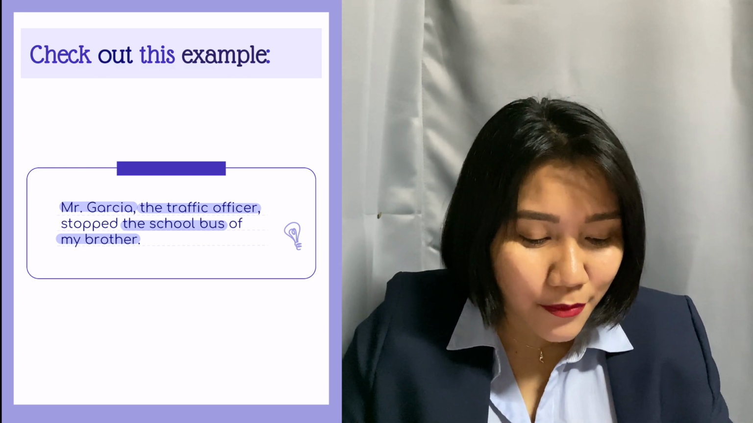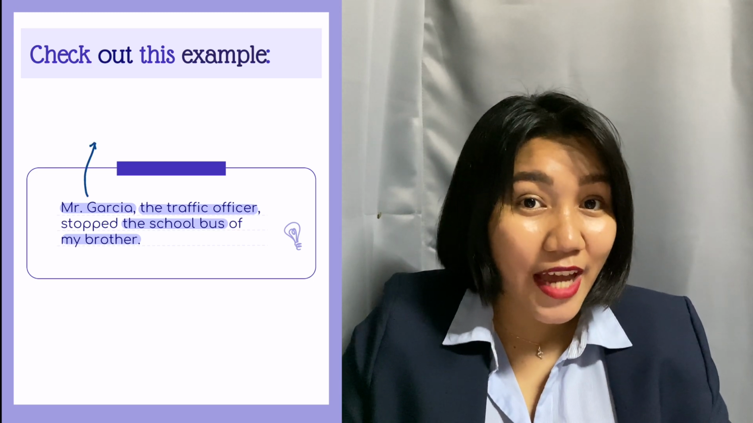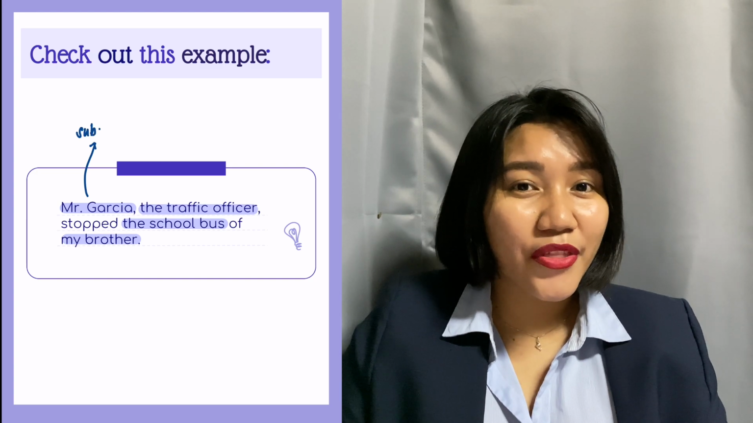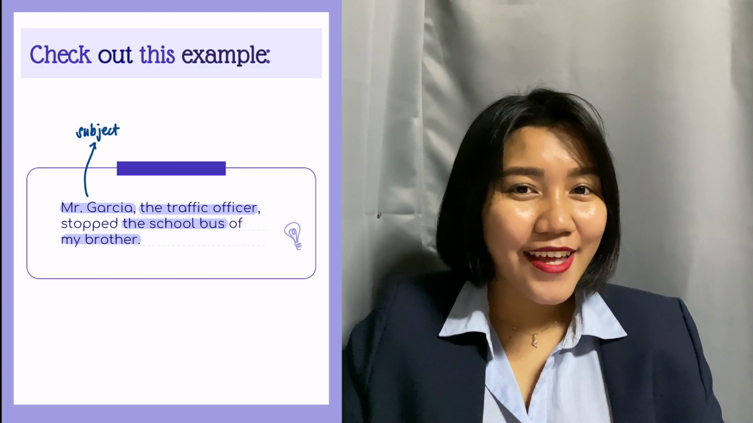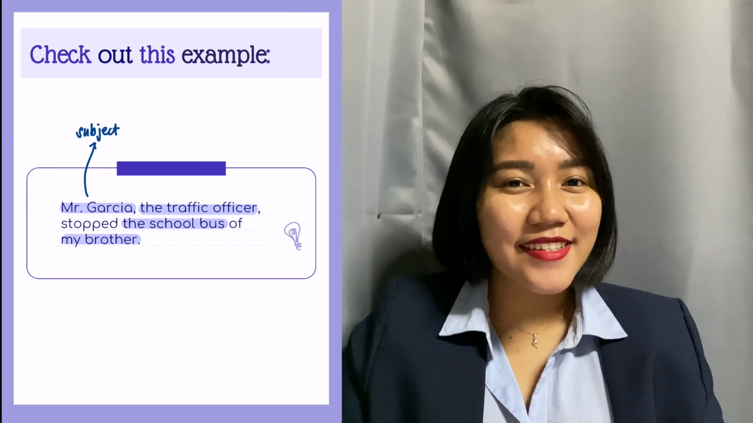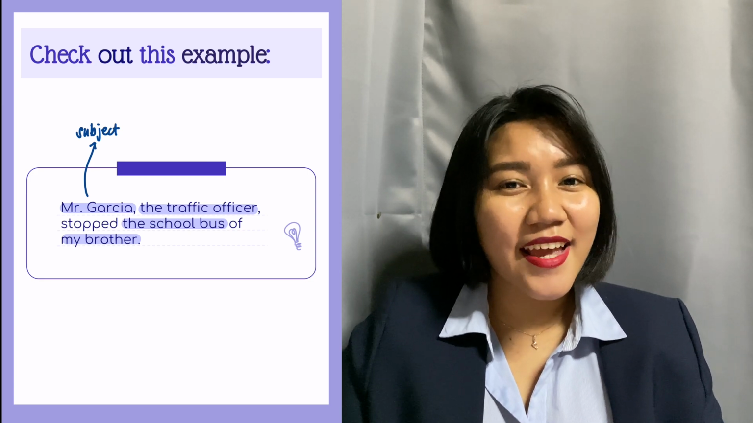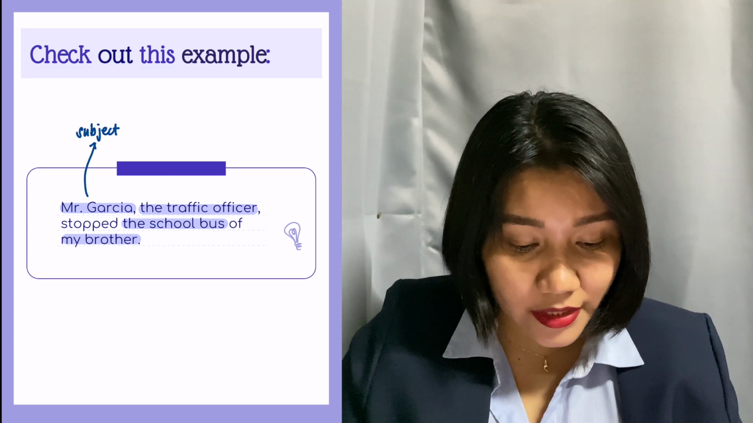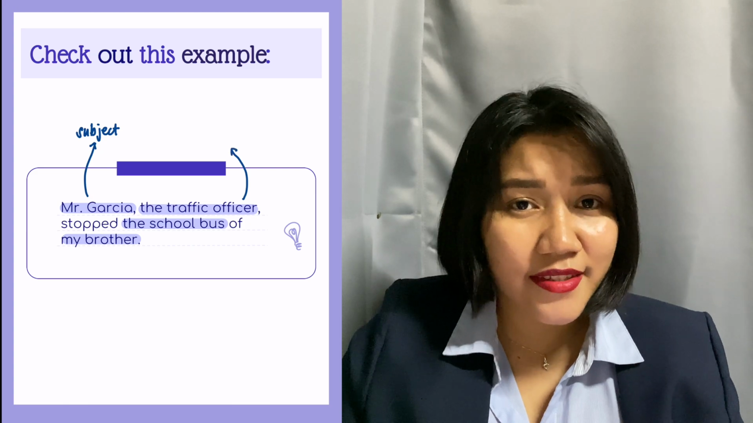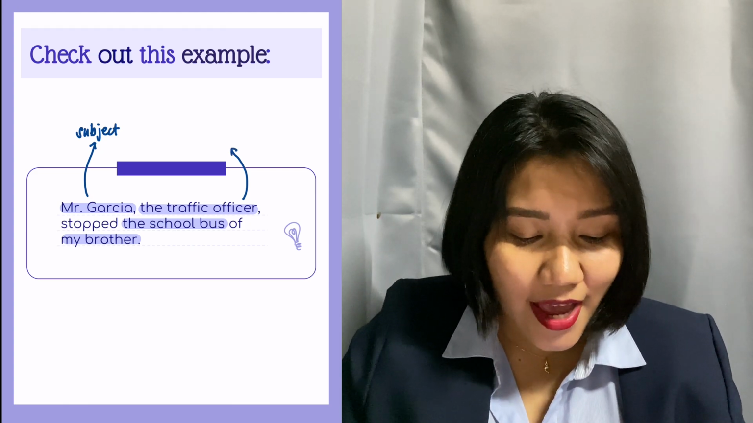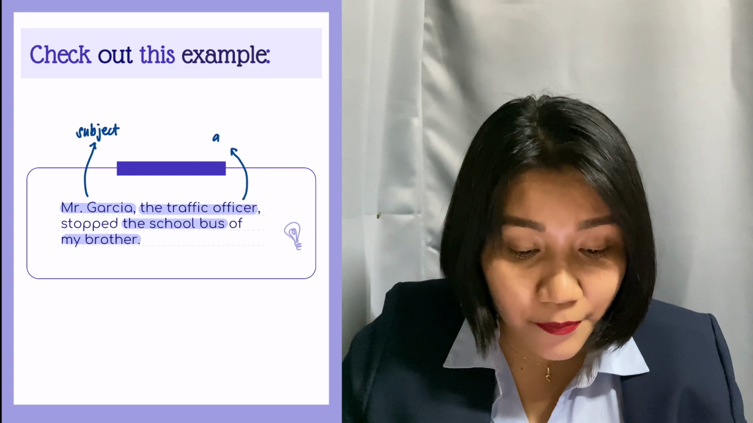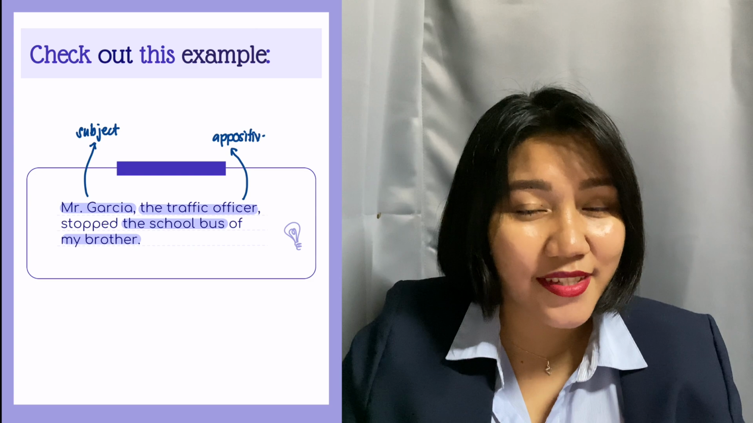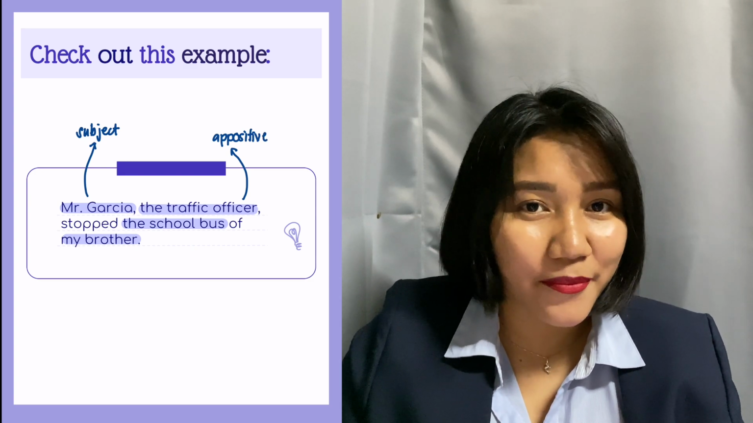Our first noun is Mr. Garcia. The noun Mr. Garcia functions as a subject in the sentence. It is the one that is being talked about in the sentence. The subject is easily recognized as it is usually at the beginning of the sentence and is followed by a verb. Our second noun is the traffic officer. The noun the traffic officer tells us something more about the subject, and this noun is called an appositive. Appositives are usually found right after the subject and are set off by commas.